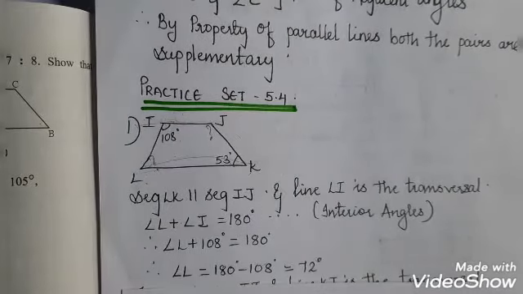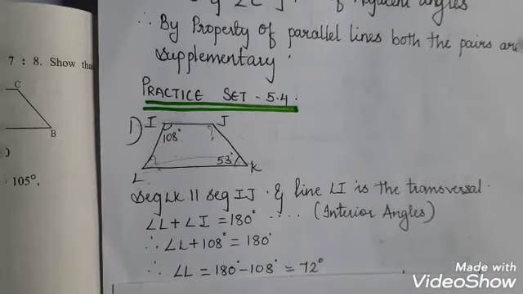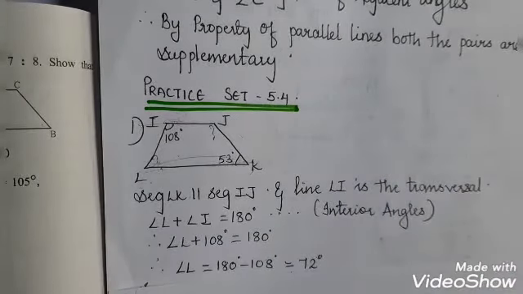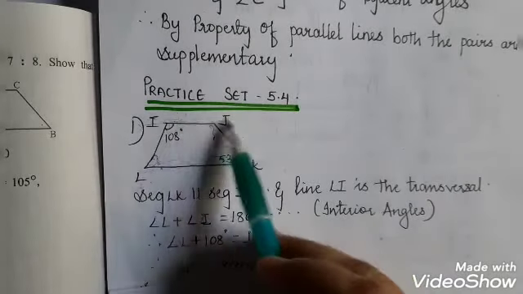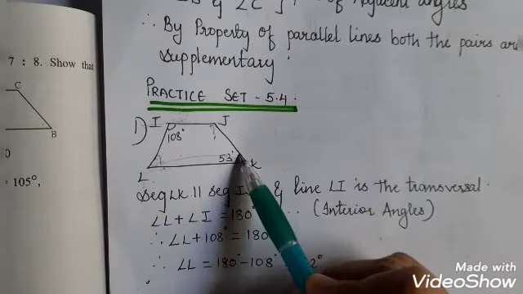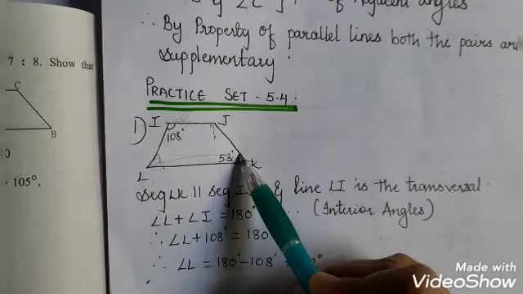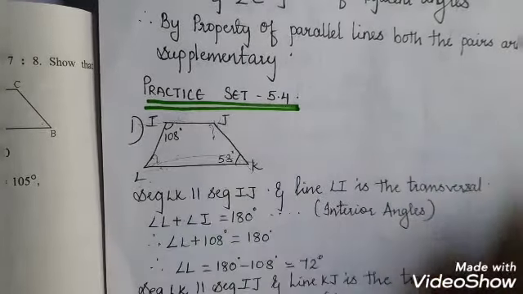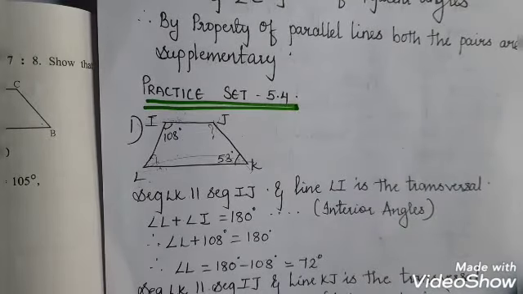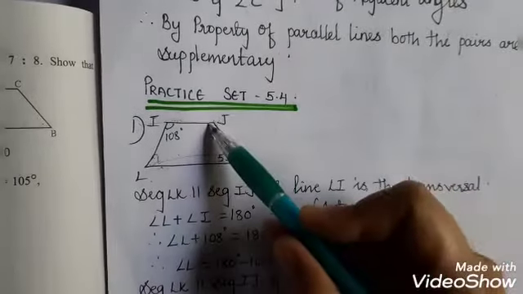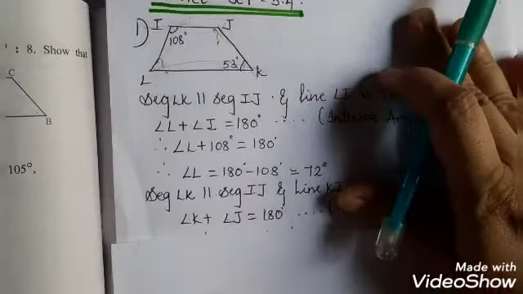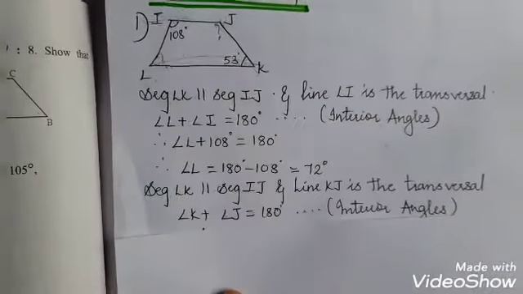So you get the measure of angle L is equal to 72 degrees. Now next, IJ is parallel to LK, right? Now we take JK as a transversal. So now line JK is a transversal. So again you get angle J plus angle K is equal to 180 degrees, that is by interior angles.